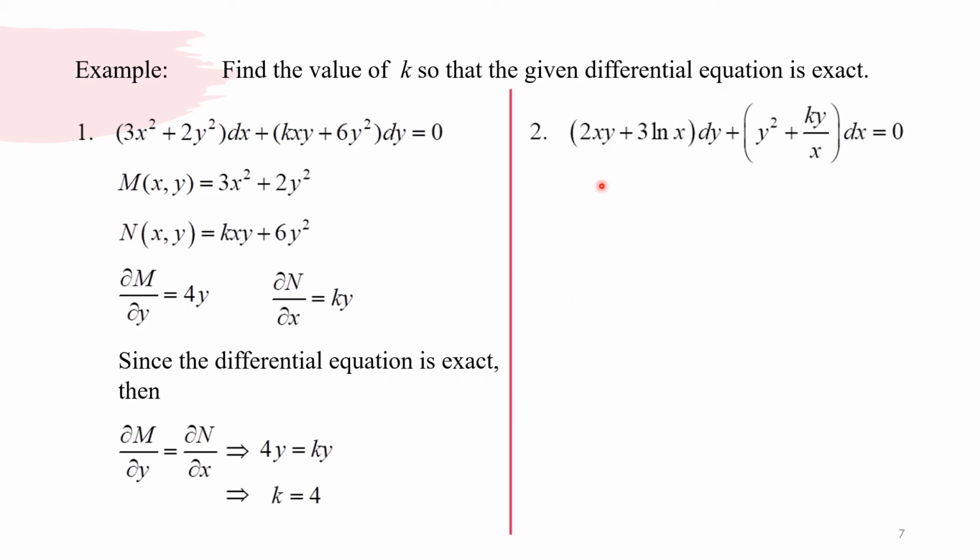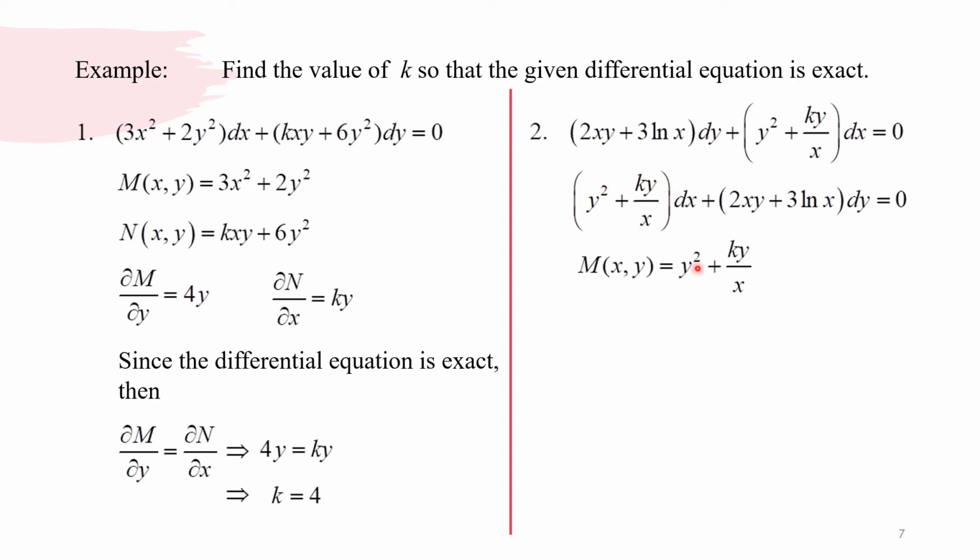Second problem: (2xy + 3 ln x) dy + (y² + ky) dx = 0. Here we again assume that x is positive because ln of a negative number is undefined. Determine the function M and the function N. Firstly, we can rearrange in the form of M(x,y) dx + N(x,y) dy = 0. So here M = y² + ky over x, and N = 2xy + 3 ln x.